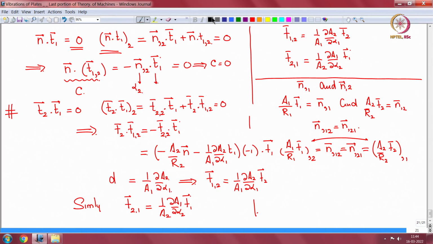If we proceed with these two now and open out, what we will have is A1 by R1 comma 2 T1 plus A1 by R1 T1 comma 2 is equal to A2 by R2 comma 1 T2 plus A2 by R2 T2 comma 1.